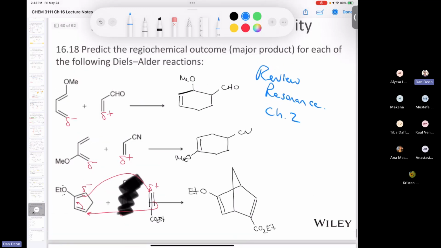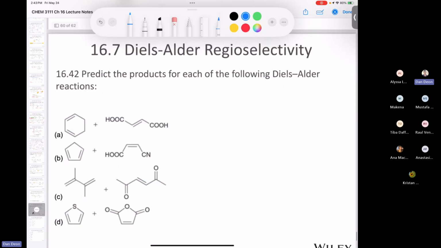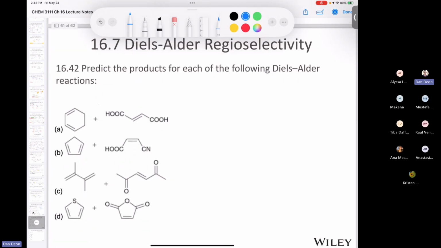All right, give me a thumbs up if you're with me on regioselectivity. Even if you're with me part of the way, we'll be sitting pretty. All right, good.